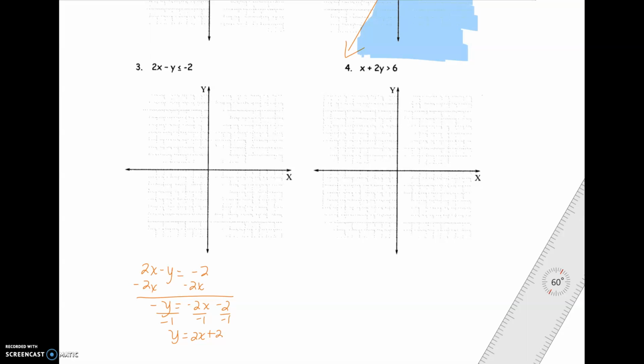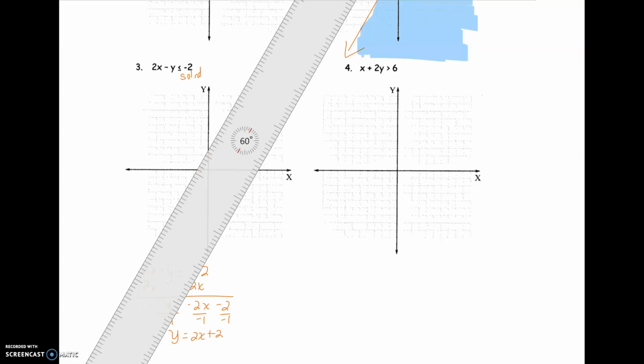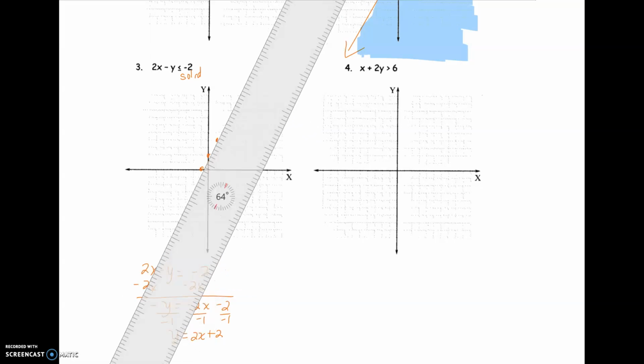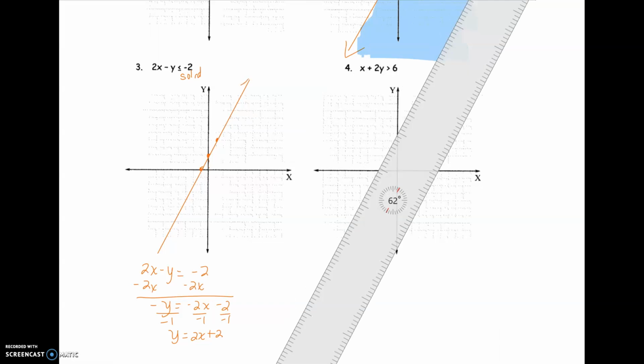All right, so I'm going to start at 2 on my y-axis, and then from there, that's my y-intercept, I'm going up 2 right 1. I can go down 2 left 1. And this is a solid line again because it's equal to with the inequality. Okay. I draw my line.